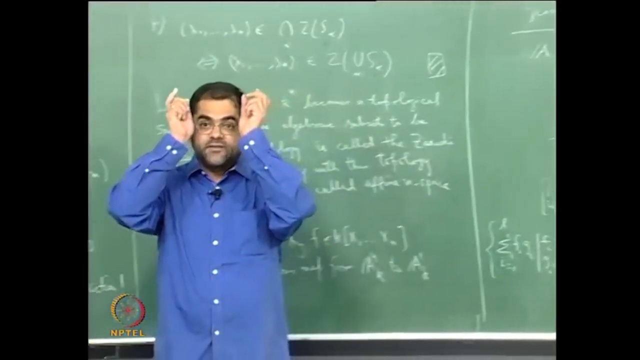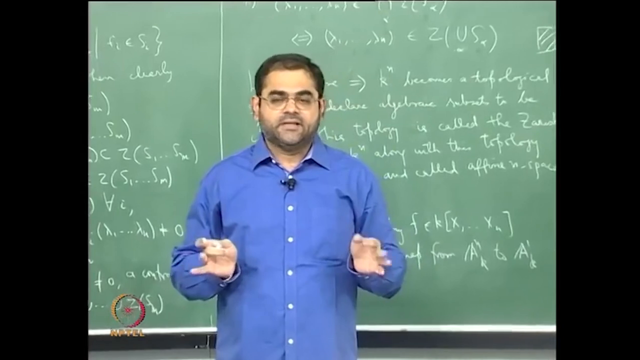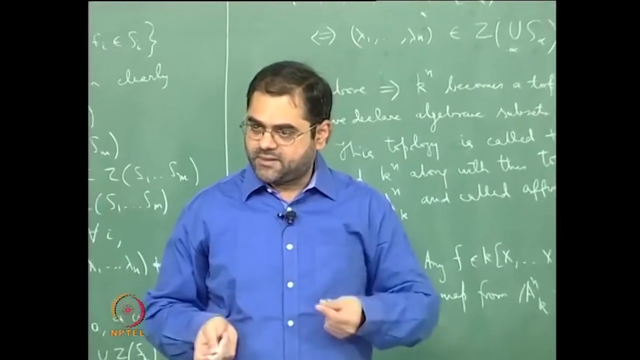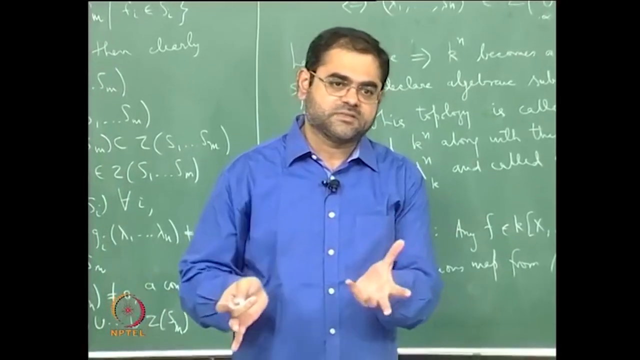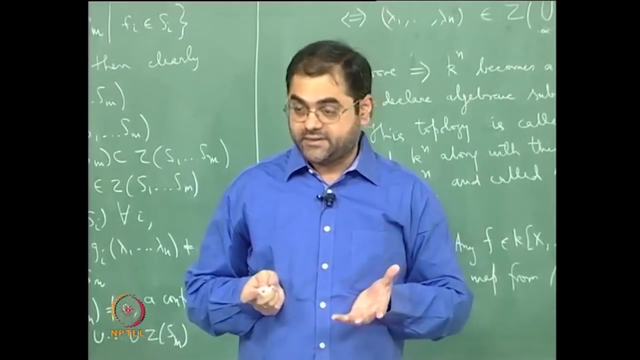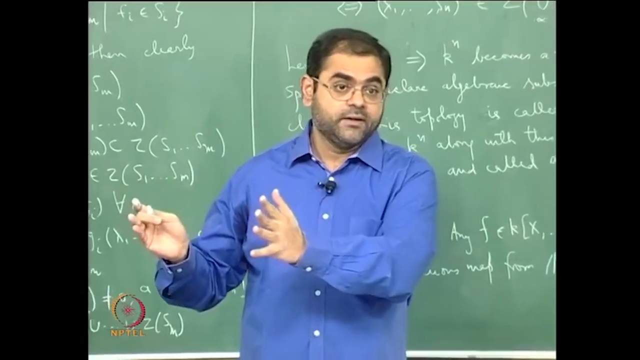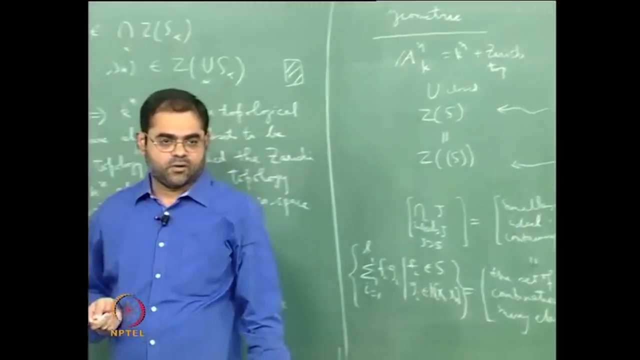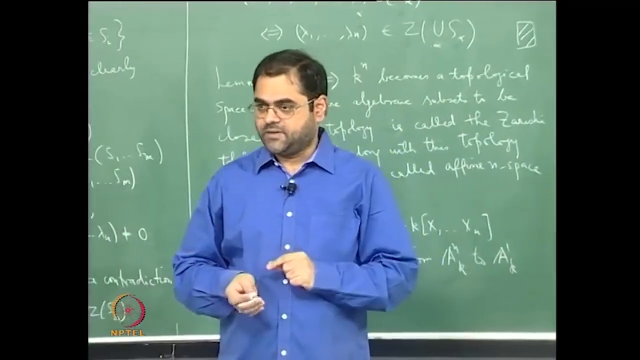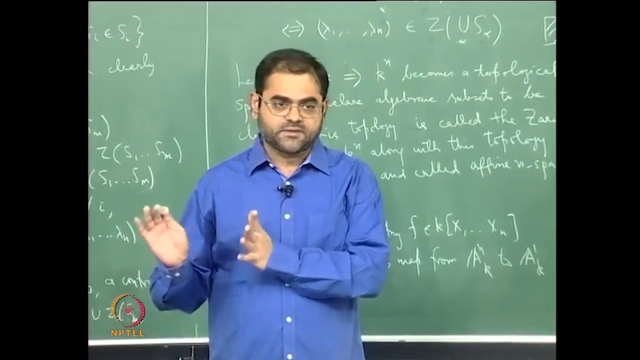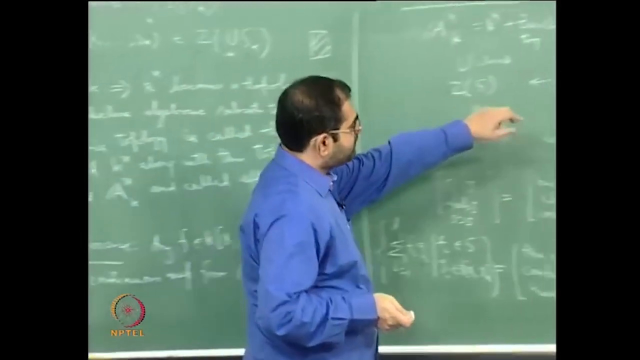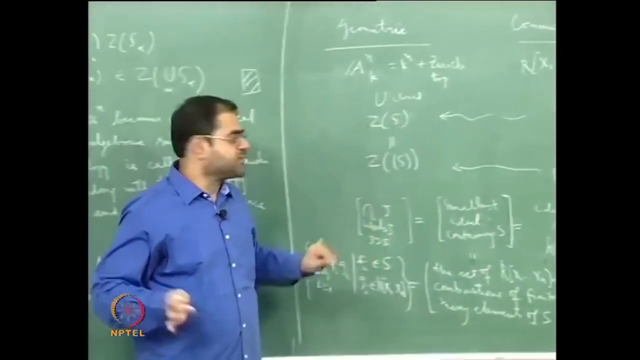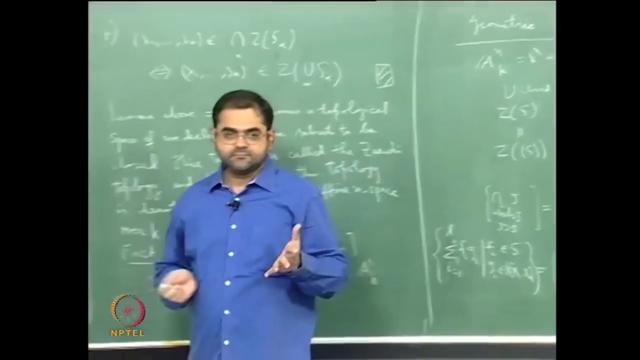So what is the significance? The significance is that instead of looking at zero sets of a bunch of polynomials, because a bunch of polynomials, a subset of polynomials, is not so attractive, not so interesting from the ring theoretic point of view, if you look at the zero set of an ideal of polynomials, things look better, because an ideal is a ring theoretic object, and passing from a bunch of polynomials to the ideal doesn't do you any harm, because the zero set is not affected.